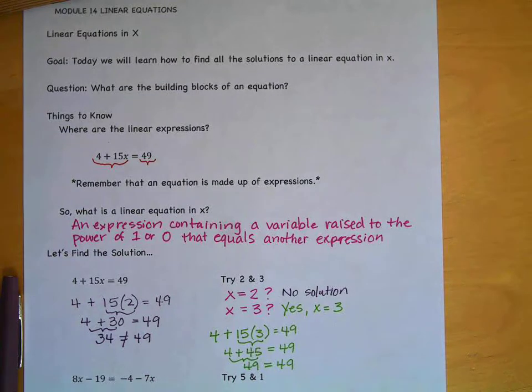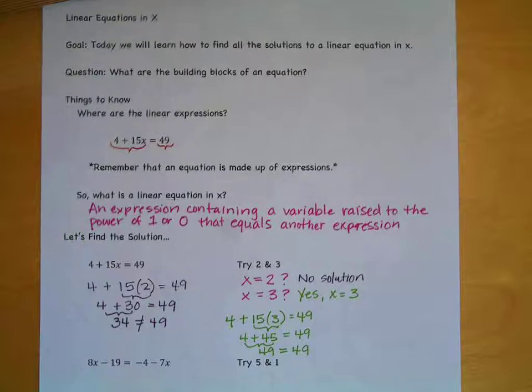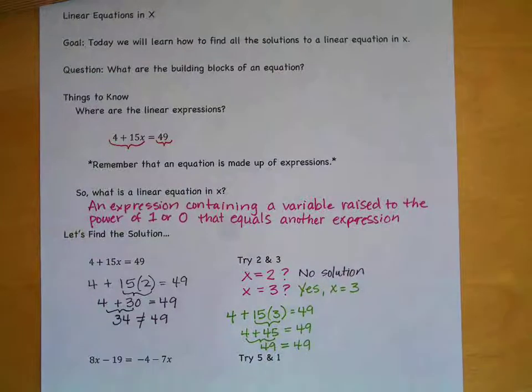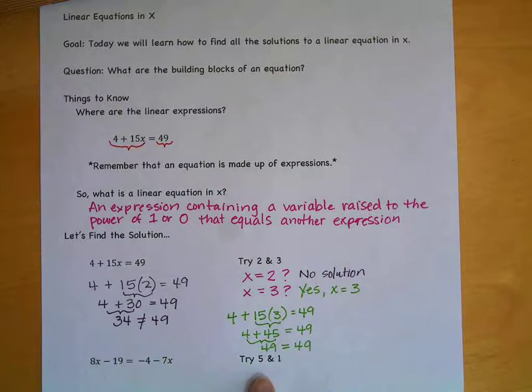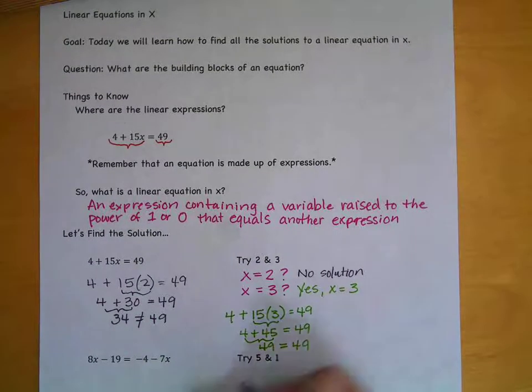Okay? So that's how you're going to determine if this is actually a linear equation in x. If the solution balances, then it is a linear equation in x because you have one value that x can be that makes the solution true. All right, so now let's try the next one. This time it says to try 5 and to try 1.